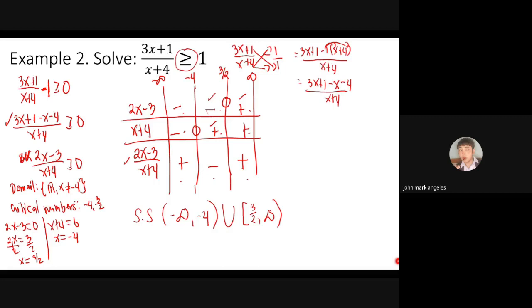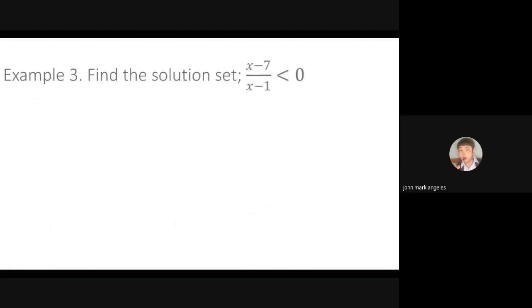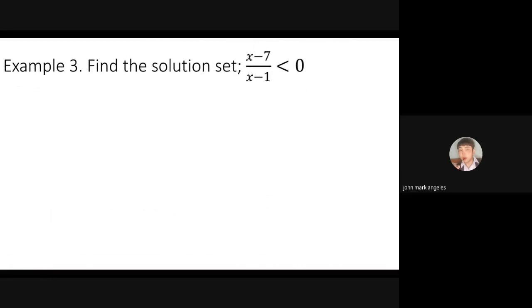Tingnan nyo kung paano ko ginamit yung symbol. Okay. Now, I want you to try number 3. Madali na siya kasi naka-factor na yung x minus 7 sa kay x minus 1. We'll give you 5 minutes.